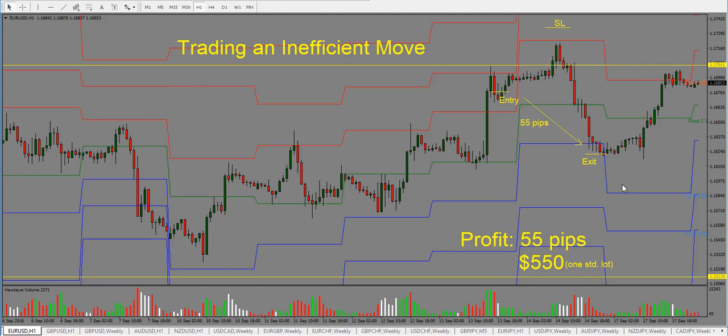And today, as we can see, price has bounced off a little bit higher here. So this was the trade. From entry to exit here, we got 55 pips in the trade, so our profit was 55 pips. And if you're trading a standard lot, then the profit is $550.